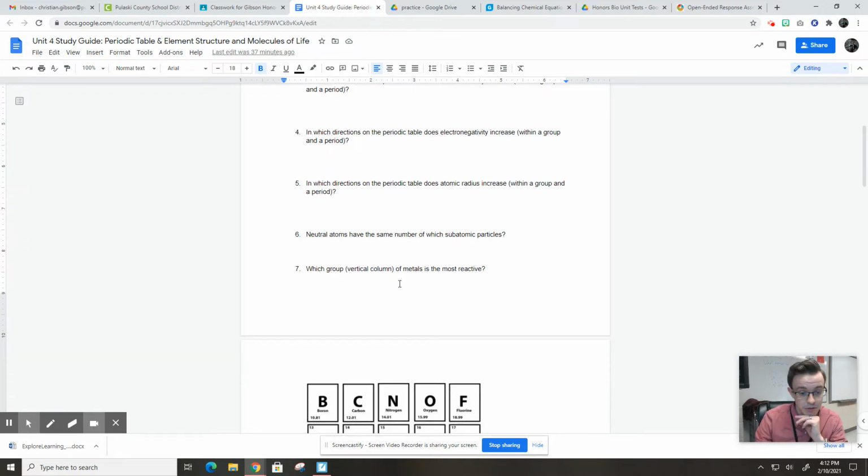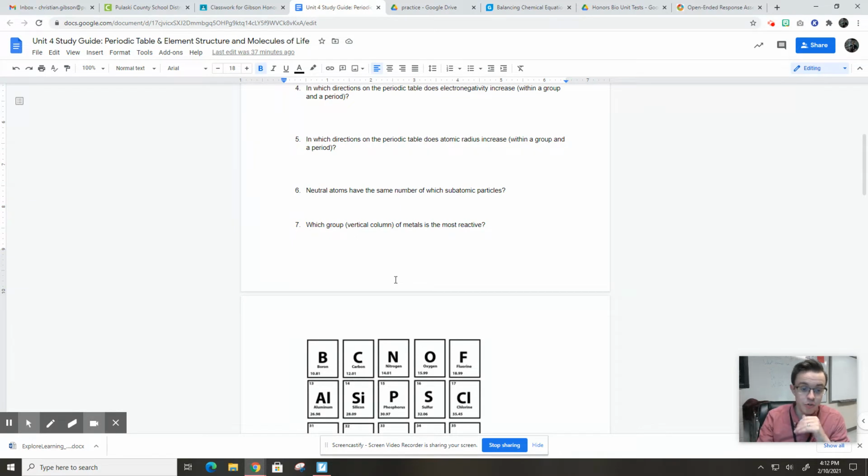All right. Number six, neutral atoms have the same number of which particles? So when we call an atom neutral, what we mean to say is that it's electrically neutral, meaning that all of its positive charges are the same as all of its negatively charged particles. So the positively charged particle is the proton. The negatively charged particle is the electron. So for an atom to be neutral, it must have the same number of protons and electrons.